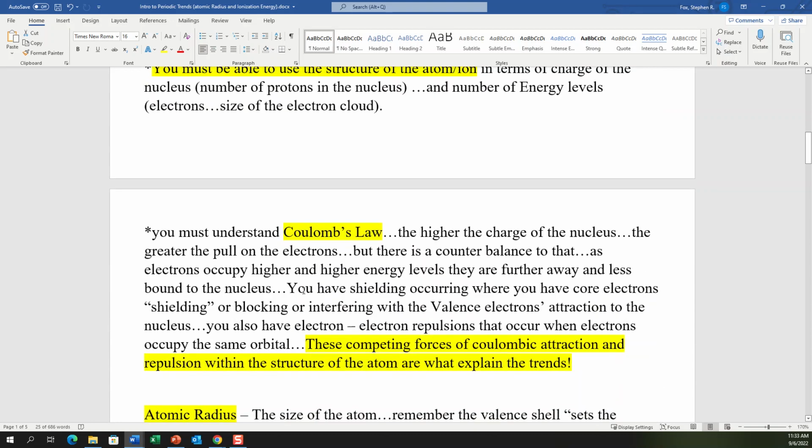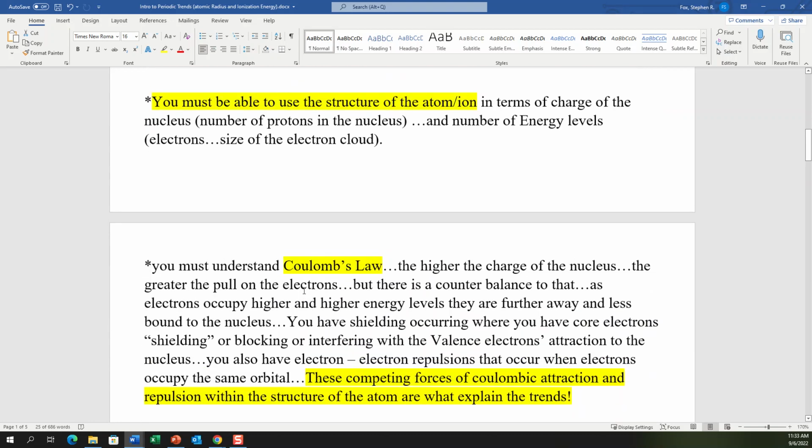And so what it's going to come down to, especially when we're talking about radius and attraction to the nucleus and all that stuff, it's all Coulomb's law, right? So we have to have a good understanding of Coulomb's law. So the more protons I have in the nucleus, the greater the nuclear charge, the stronger the attraction there is to the electrons. But then there's a balancing act. As I gain another energy level, those electrons in the higher energy level are now further away from the nucleus, and the further the opposite charges get from each other, the weaker the attraction.